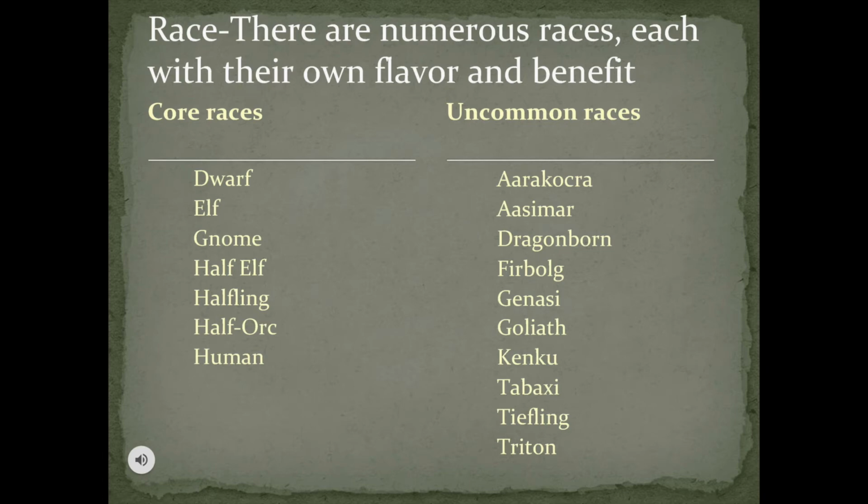Race. You'll pick your race or your species for your character, and there are numerous races, each with their own flavor and benefit. You've got the core races. These are the most common, the ones that you'll see on an everyday basis in the D&D societies. Dwarf, short, stout, strong as the stone they mine. Elves, many sub-races and varieties, but they tend to be haughty, slightly less well-built than humans, and usually magically gifted.